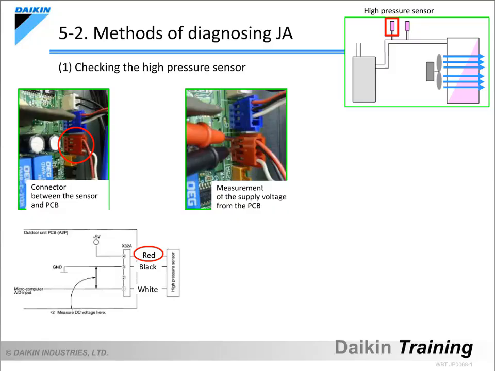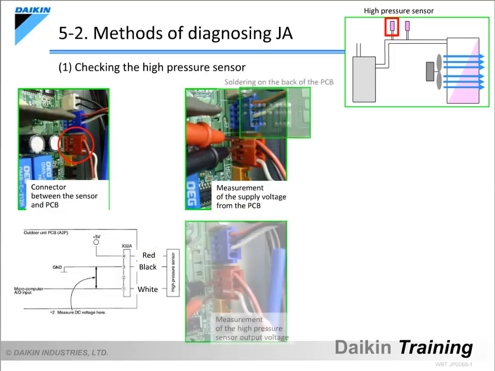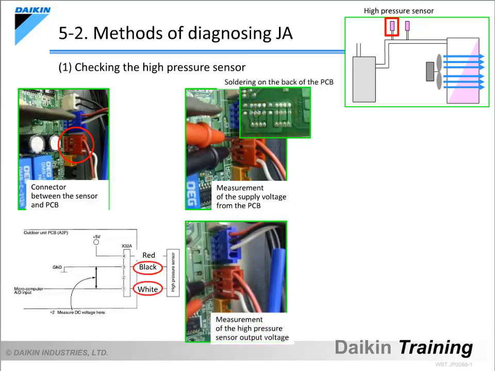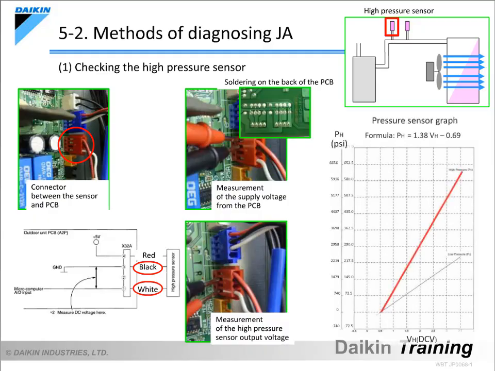If the voltage is 5 volts, there is voltage output from the PCB. This indicates that there is no problem with the PCB. If there is no voltage reading, the PCB is faulty. Check the soldering on the back of the PCB. If there is no problem with the soldering, then the PCB must be replaced. If there is no problem with the PCB, check the high-pressure sensor side.